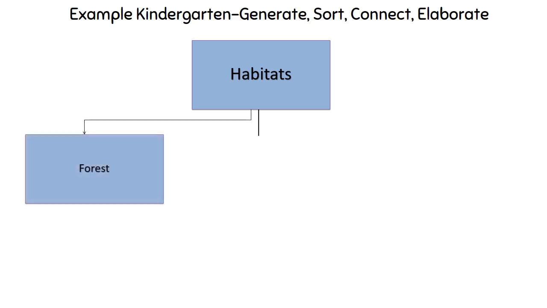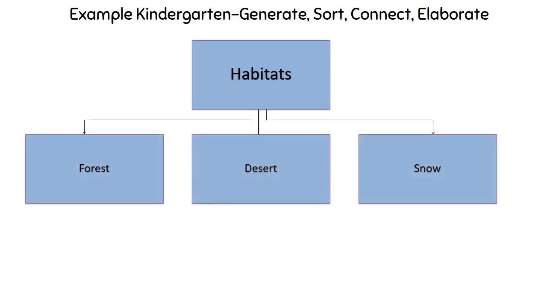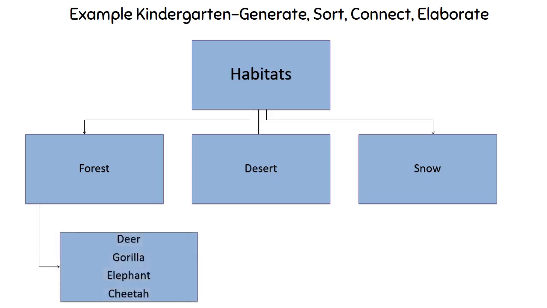Teacher to draw the chart on the floor and write habitats at the top. Then ask the children to name the 3 habitats. Teacher to then write the names of the 3 habitats on the chart. She will then call children one by one and give them an animal flashcard. They have to name the animal, identify the habitat and place it accordingly.